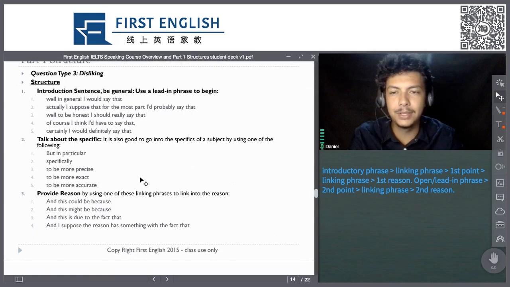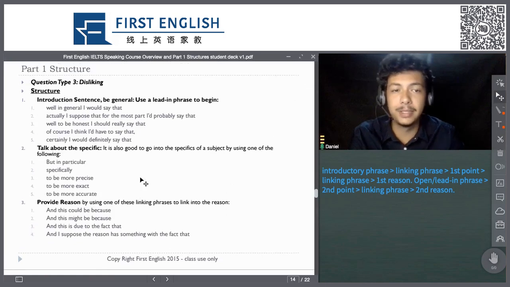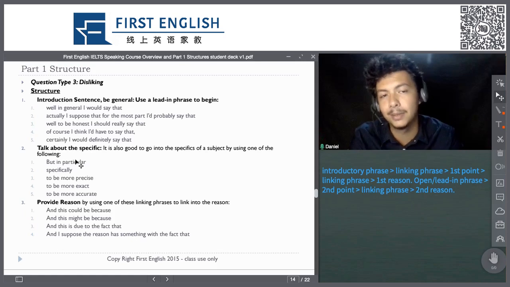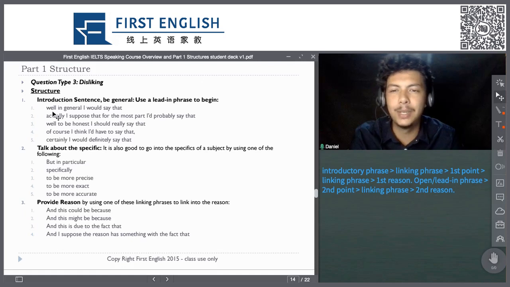But in any case, since it's essentially the exact same question as liking, just the antonym of it, the structure is going to be essentially the same as well. We're going to have an introduction sentence, talk about the specific, and then provide a reason behind that. So an example could be something with a lead-in phrase sounding like, actually, I suppose that for the most part, I would say that.